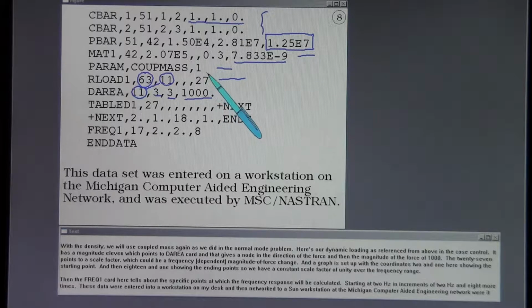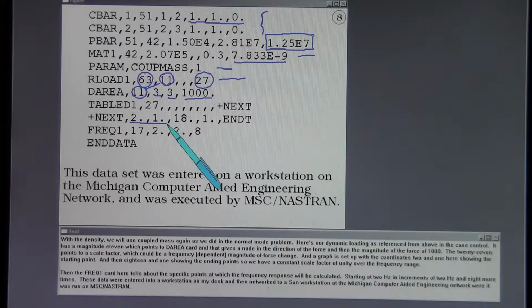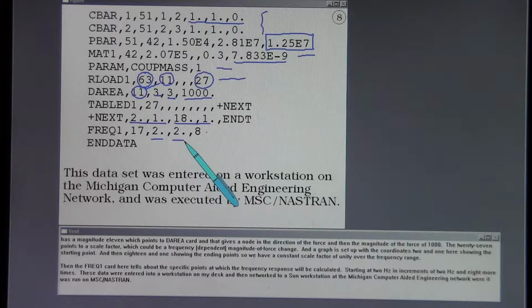The 27 points to a scale factor, which could be a frequency changing magnitude of force change, and a graph is set up with the coordinates 2 and 1 here showing the starting point, and then 18 and 1 showing the ending point. So we have a constant scale factor of unity over the frequency range. Then the FREQ1 card here tells about the specific points at which the frequency response will be calculated, starting at 2 Hertz in increments of 2 Hertz and 8 more times.